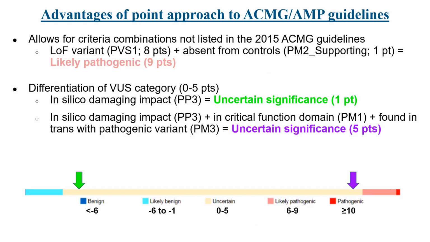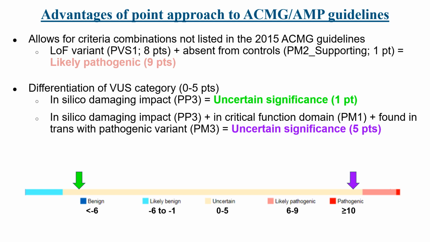One would be, this point approach would also be helpful for using criteria combinations that are not specifically listed in the 2015 guidelines. For example, if you have a loss of function variant, PVS1, plus absence from controls if you've moved PM2 down to supporting, this combination, very strong and supporting, is not in the guidelines, but this sums to 9 points, which is in the likely pathogenic realm.